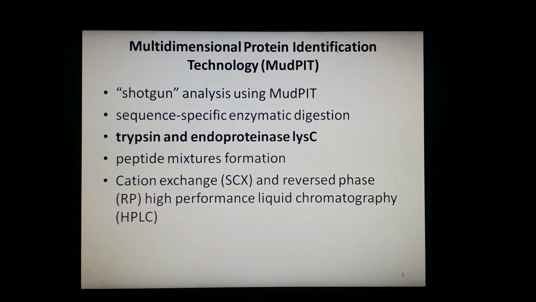Your next methodology is the multidimensional protein identification technology, MudPIT, and it is another approach to analyze proteomes without gels. It is basically the shotgun analysis. So what is this shotgun analysis? This is basically shotgun proteomics.